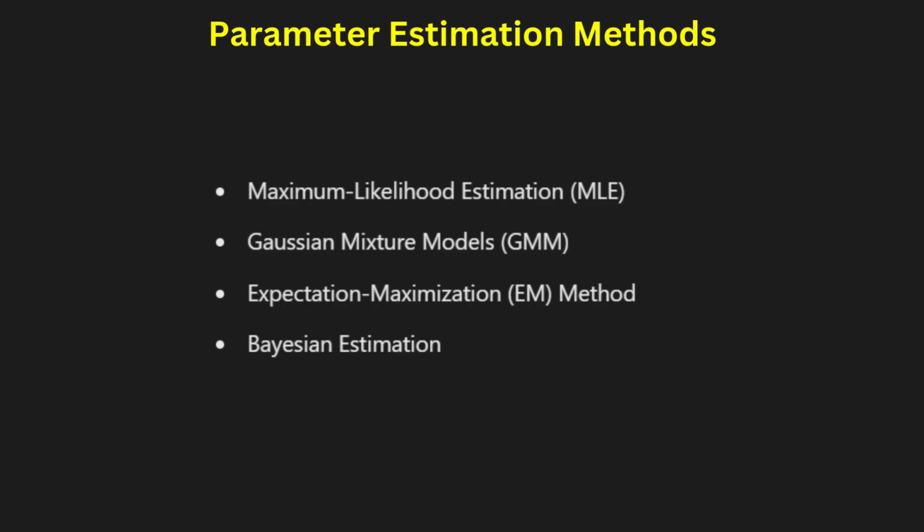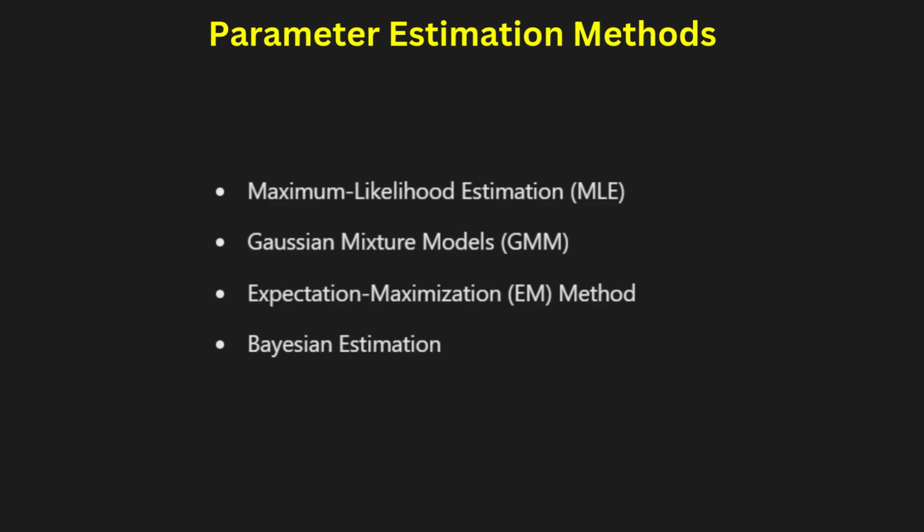So now, parameter estimation methods. Parameter estimation is essential for constructing probabilistic models in pattern recognition. The maximum likelihood estimation method is commonly used to find the best fit parameters for the given dataset. The Gaussian mixture model is another widely used approach for modeling the complex distribution of data. The expectation maximization algorithm is used to estimate the parameters when the data has missing or hidden variables.